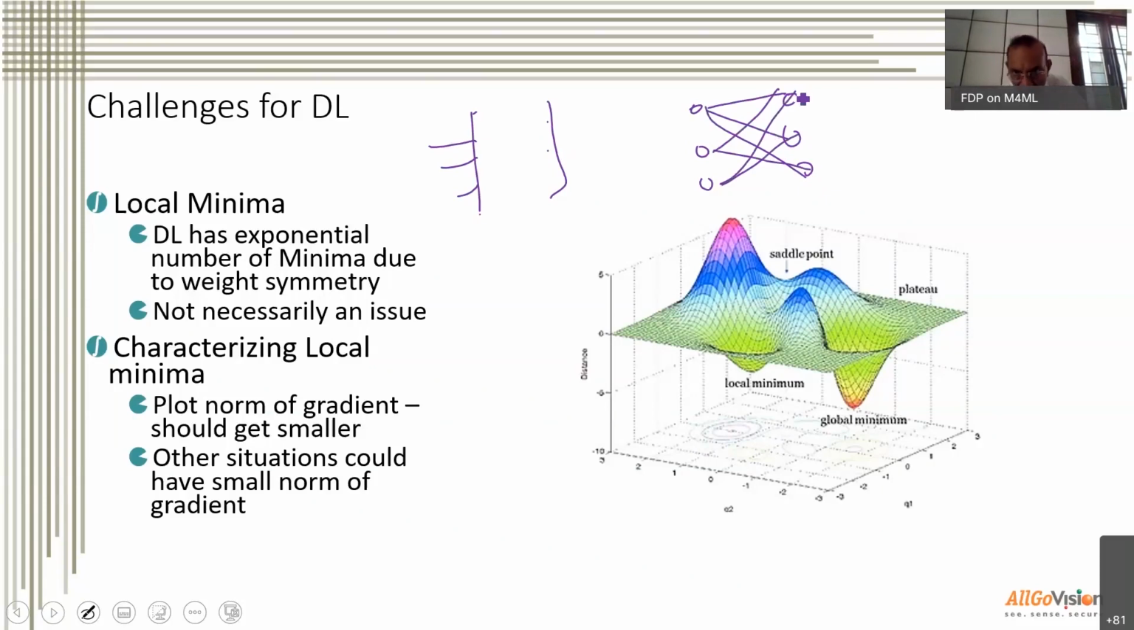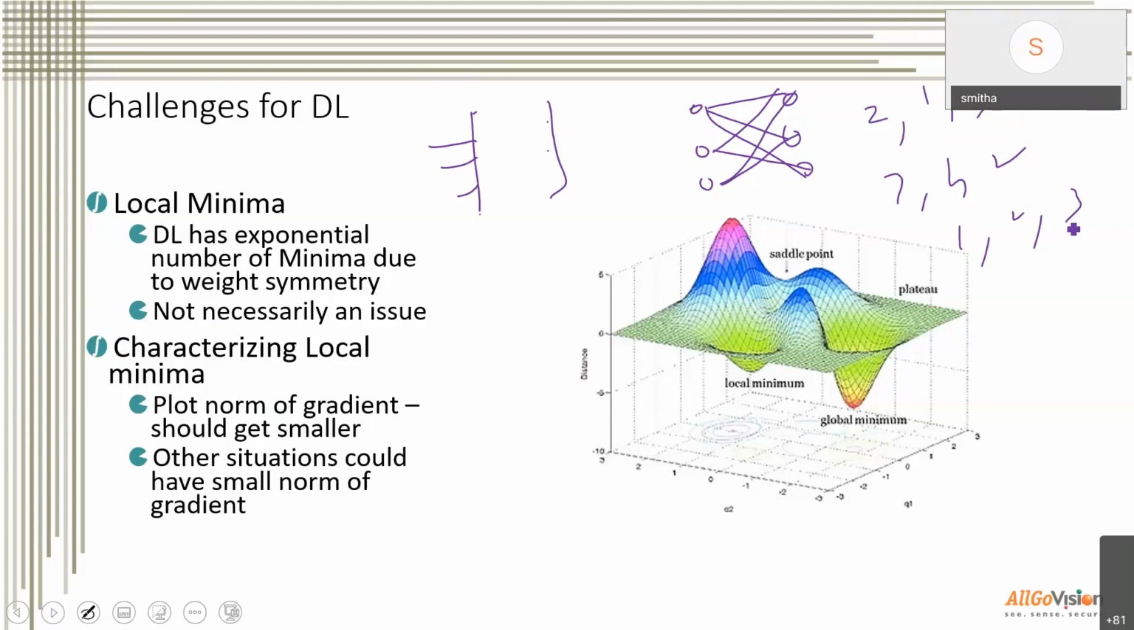Now, W1, W2, W3, let's say the optimum values were 2, 1, and 3. Then you will figure out that whether it is 2, 1, 3 or 3, 1, 2 or 1, 2, 3, all of them would work because it's just symmetric in the weight space. And hence, if 2, 1, 3 was a minima for a deep learning problem in terms of the weights W1, W2, W3, then so is 3, 1, 2, so is 1, 2, 3. Hence, there are multiple local minima.